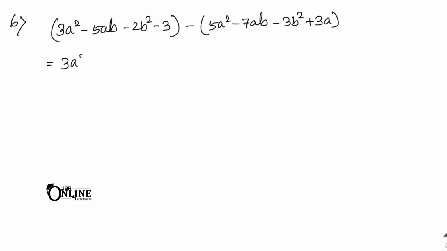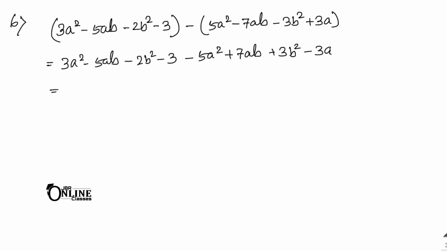So that will be 3a square minus 5ab minus 2b square minus 3 minus 5a square plus 7ab plus 3b square minus 3a. Be very careful about your negative sign. So now it will be minus 2a square because here plus 3, here minus 5. Then minus 5ab plus 7ab, so it will be 2ab in positive. Then plus b square. Then minus 3a and last one is minus 3. So that is your final answer.